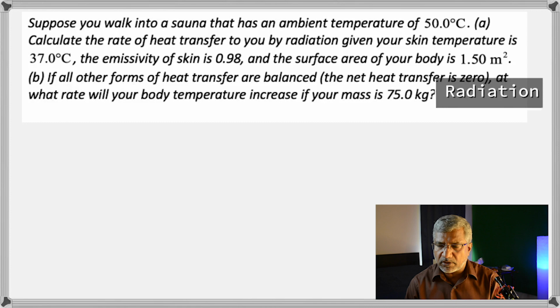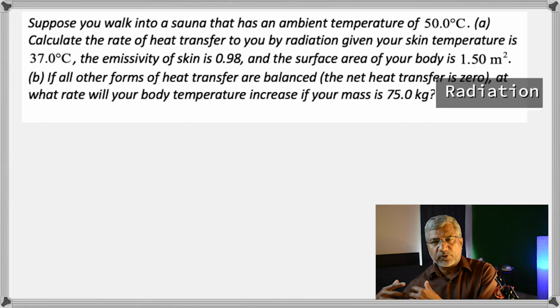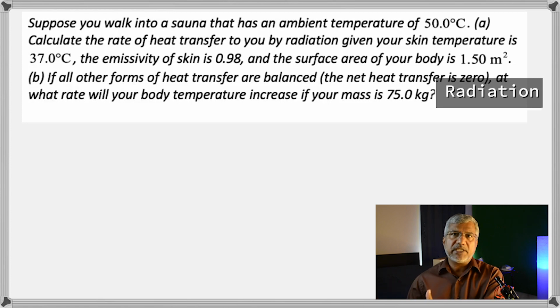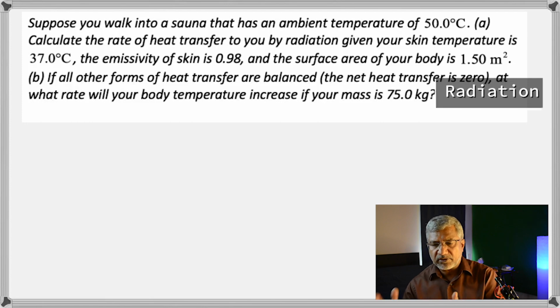Suppose you walk in a sauna that has an ambient temperature of 50 Celsius. Calculate the rate of heat transfer to you by radiation, given your skin temperature is 37 degrees Celsius, the emissivity of skin is 0.98, and the surface area of your body is 1.50 meters squared. So now this time the sauna is radiating heat, but your body is absorbing heat by radiation. So it says calculate the rate of heat transfer to you by radiation.